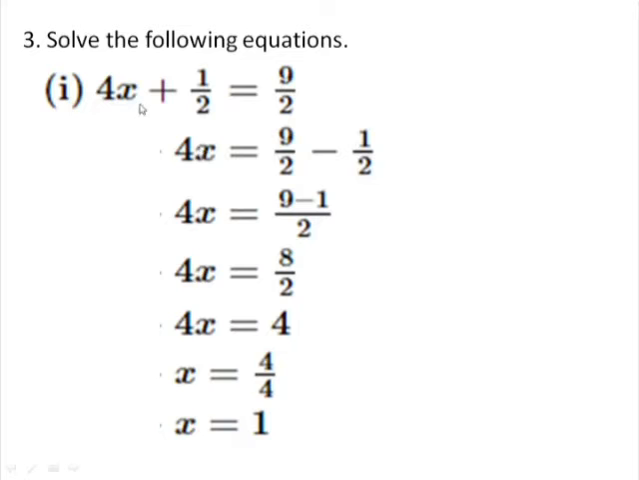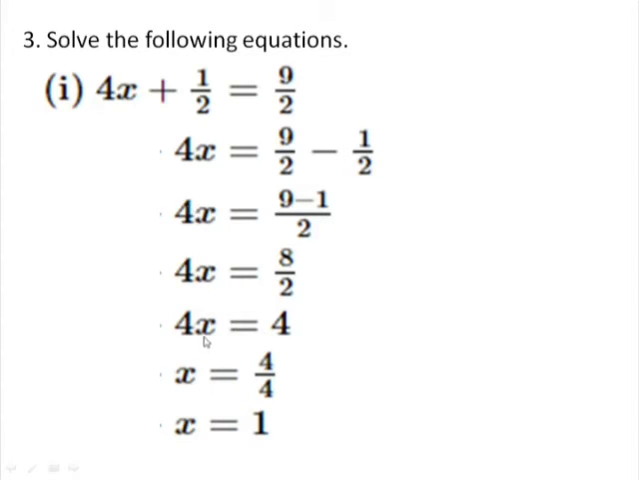So you will get here 4x is equal to 9 upon 2 minus 1 upon 2. Now if you look at these two rational numbers, 9 upon 2 and 1 upon 2, the denominators are same. If the denominators are same, we will subtract the numerators. That is 9 minus 1 upon 2. So now 9 minus 1 is 8 and the denominator will remain as it is, that is 2. Now 8 divided by 2 is 4. So here 4x that is written on the left hand side will remain as it is. Now in this step you will get 4x is equal to 4.